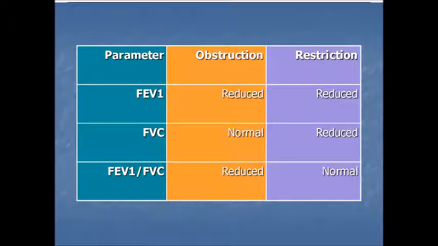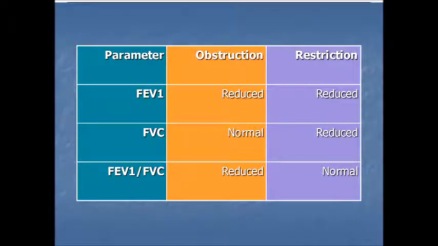See, when we discuss the lung volumes and capacities, we will also discuss this FEV1 and FVC. The full form of FEV1 is forced expiratory volume in 1 second. FVC stands for forced vital capacity. These two, FEV1 and FVC, are very important to confirm the diagnosis whether there is obstruction or restriction. COPD is an obstructive disease. So in COPD, FEV1 will be reduced, FVC will be normal, and the ratio of FEV1 to FVC will be reduced.